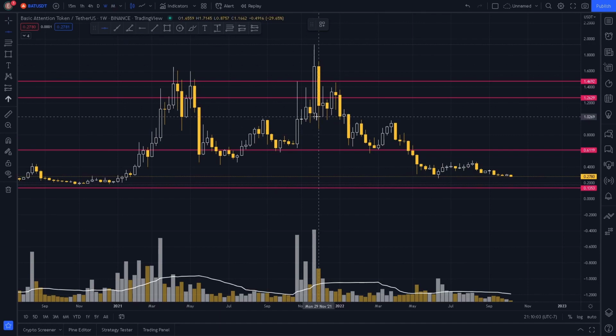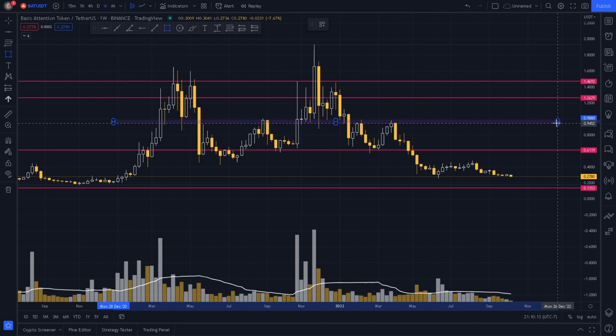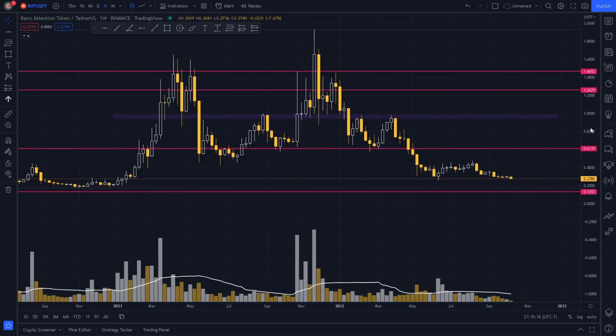Now the first thing I see is multiple rejections to a key level right here, which we're going to draw in a zone. Remembering that all key levels should be looked at as an area of price, because price does not stop on a set price. Like when price comes down, it will not automatically stop at 0.6119. Price will react in the area of this price, but not on the set price.